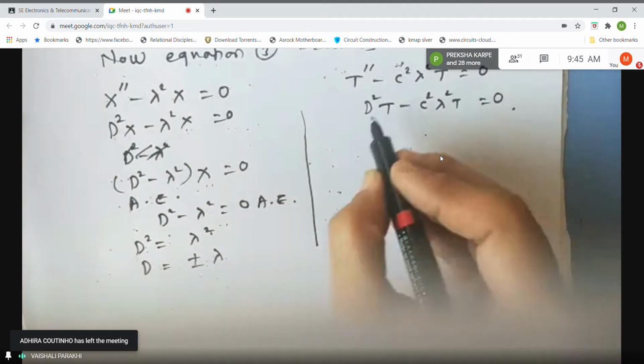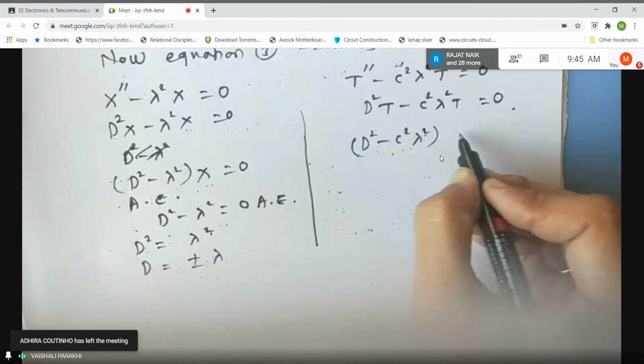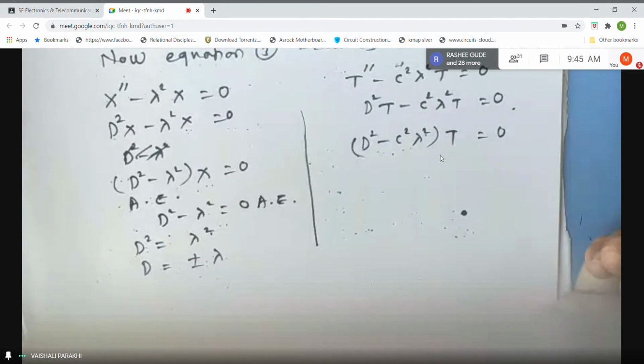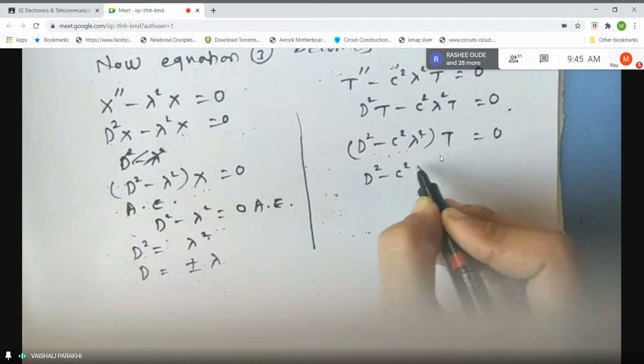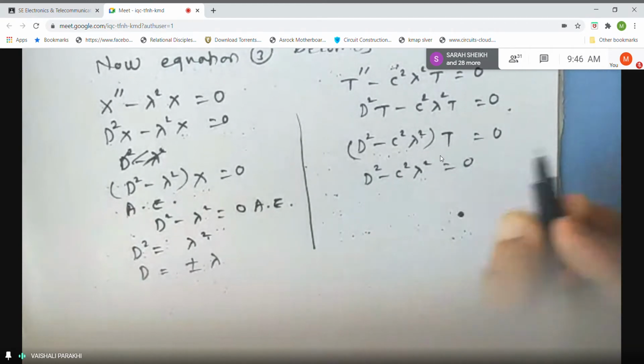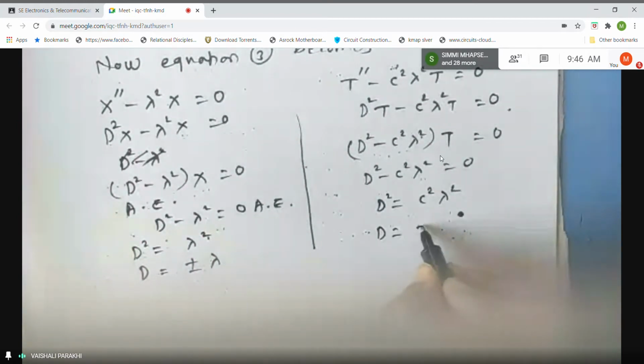Same thing here you have to do. T is common. So d square minus c square lambda square, capital T is equal to 0. Right? So auxiliary equation is d square minus c square lambda square is equal to 0. D square is equal to c square lambda square. D is square root on both sides, positive as well as negative, plus or minus c lambda.